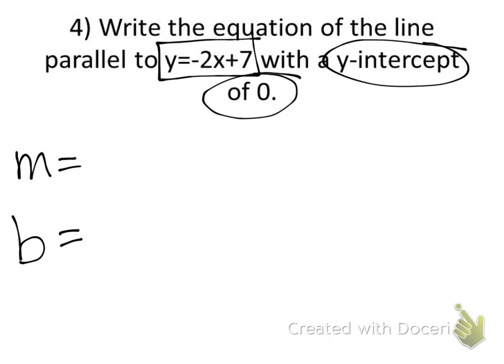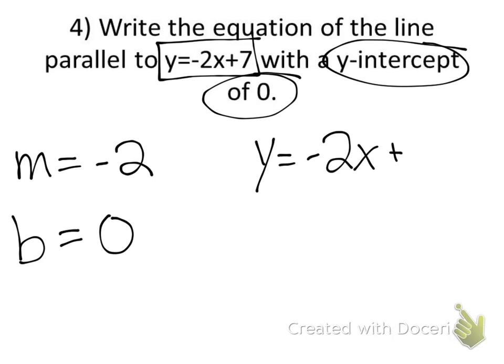What is the m? What is the b? 0. So what does my equation look like? Plus 0. Good. Or, can anyone write it in a shorter way? Negative 2x. No plus 0. You can write the plus 0 or not. It is not necessary, though. That is the exact same problem. What are your questions on this?